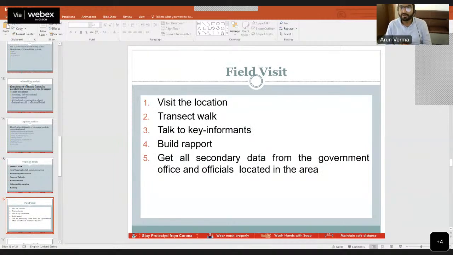Talk to key point informants, and whatever information we have, we have to give them. Build a report and get secondary data from government sources. These are the sources where we can get data.